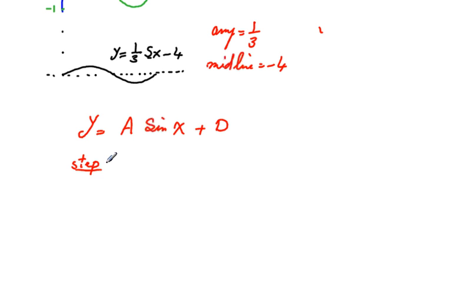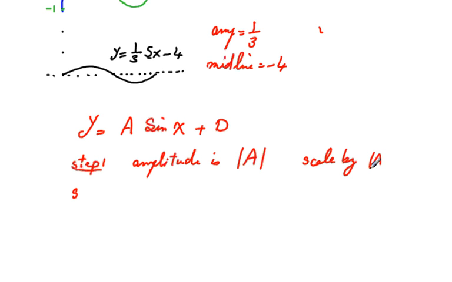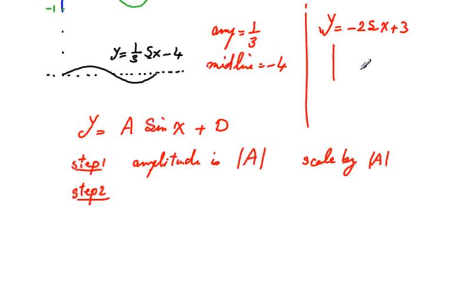Step 1, the amplitude is that number. Step 2, scale. I'm going to explain shortly why I'm putting in the absolute value. Some problems have that number negative. So for example, I could have had y is equal to minus 2 sine of x plus 3. What are the steps? Let's go explain these steps here. First, I draw my basic function. Here's my basic function.